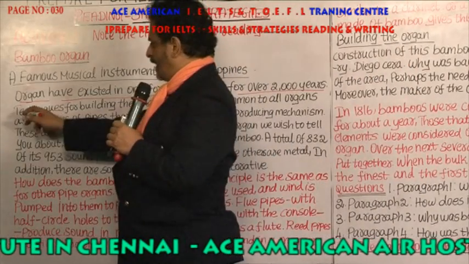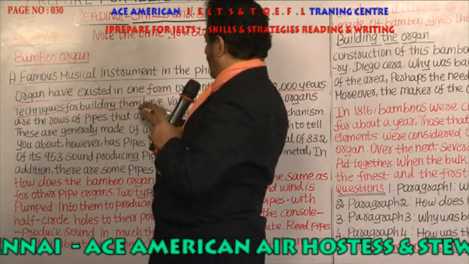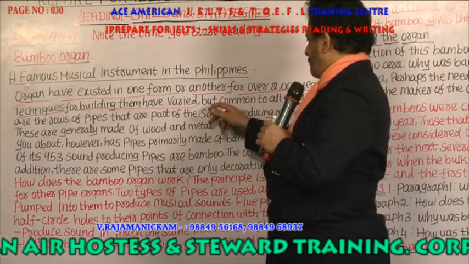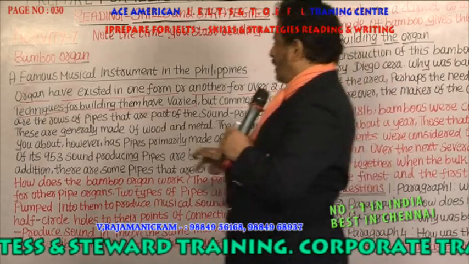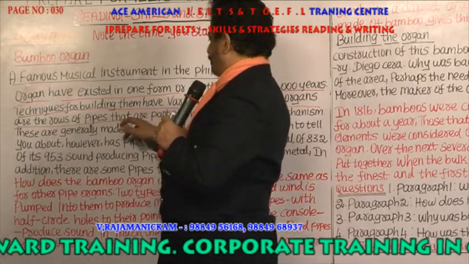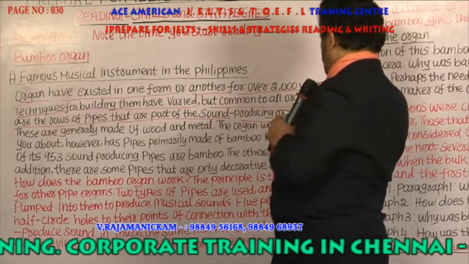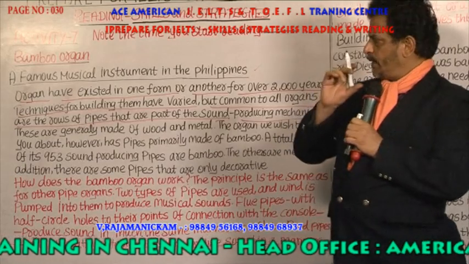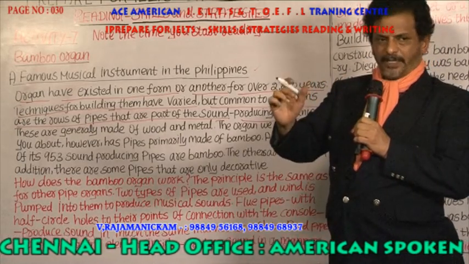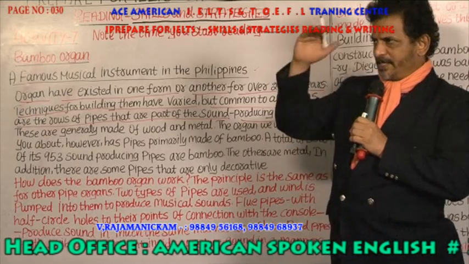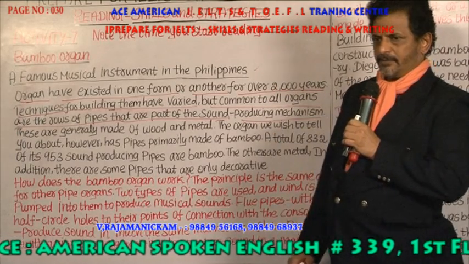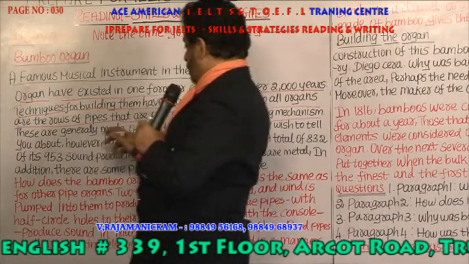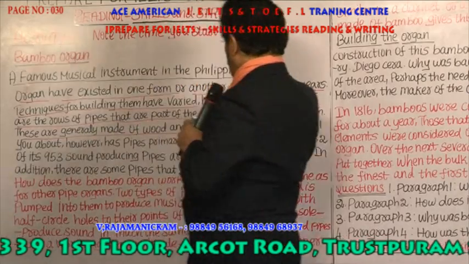Techniques for building them, that is the musical organs, have varied. So different techniques are used to make them. But common to all organs are the rows of pipes that are part of the sound producing mechanism. What do you mean by rows of pipes? Rows means 1, 2, 3, 4, from top to bottom. Pipes are arranged. These are generally made of wood and metal.